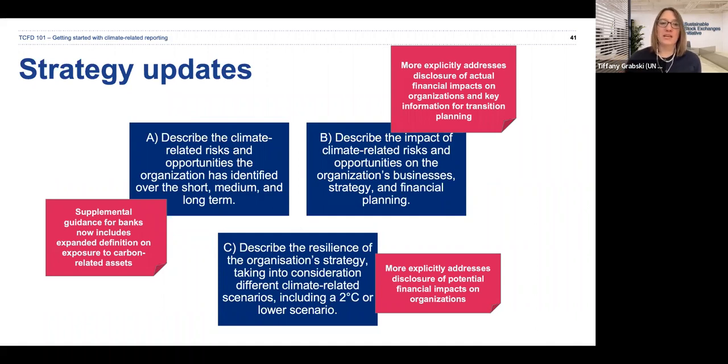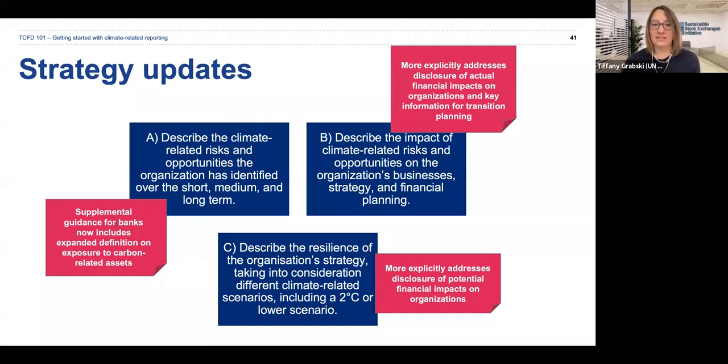So for example, if you're in the banking sector, and I saw a few of you are, in strategy component one, which is identifying what are those risks and opportunities, the TCFD provided an expanded definition on what it means to be exposed to carbon-related assets. So now you have additional guidance and additional formulas in the TCFD's recommendations, and in the implementation guidance that comes with it, additional guidance for banks on how to move forward with that.